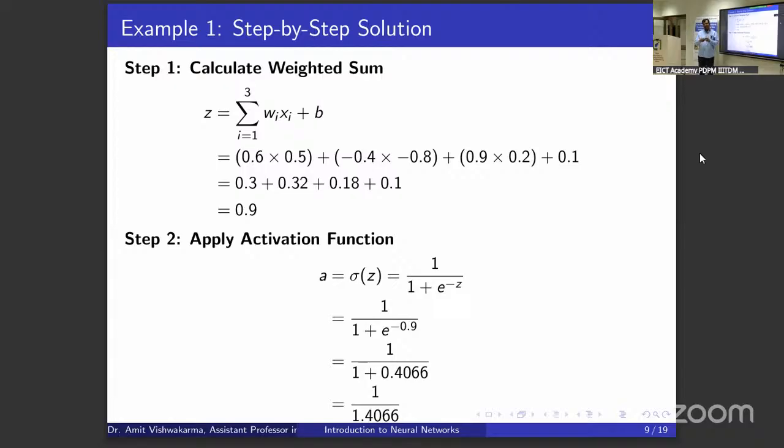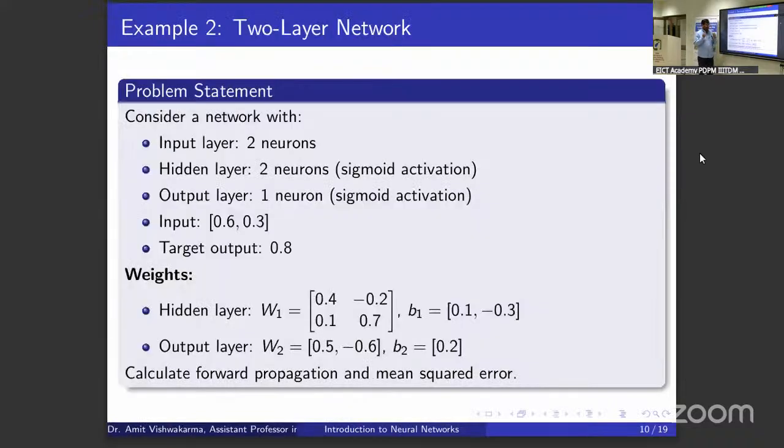Now let's come to a slightly more difficult problem. First of all, understand the problem. Consider a network.